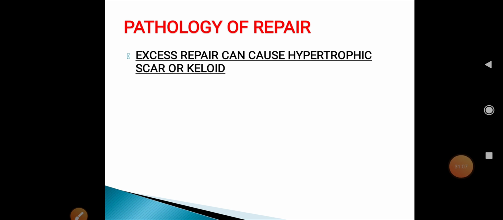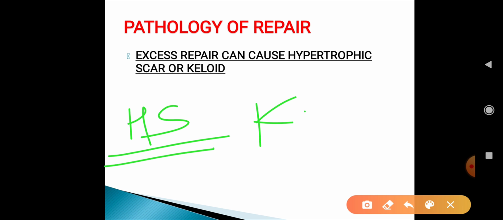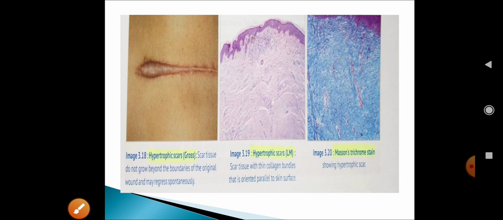Okay, now we will see the pathological aspects of repair. If such wound healing or repair process is excessive, then it will lead to two basic pathologies, that is the hypertrophic scar and the keloid, right? These two are the basic pathologies of the repair, that is because of excessive repair.